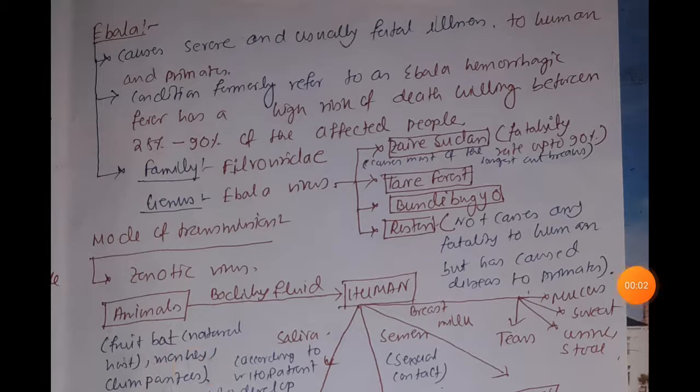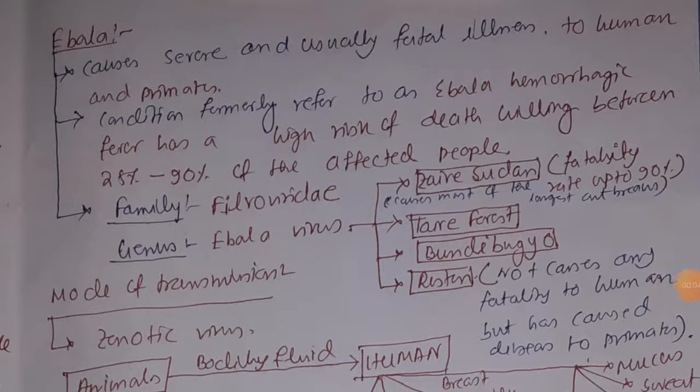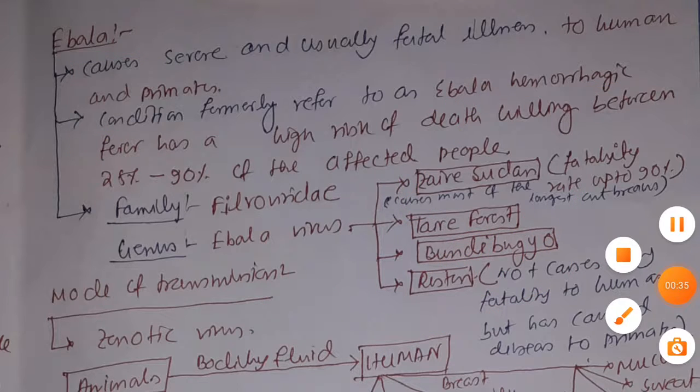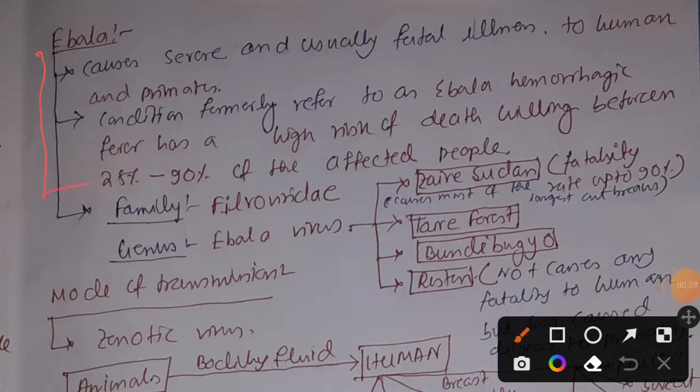Okay, so now let's discuss Ebola virus. Ebola is another virus that can cause fatal and severe illness in humans and primates. Ebola virus, a condition that was previously known as Ebola hemorrhagic fever, causes death of 25 to 90% of the people affected. Ebola virus is a virus of the family Filoviridae and genus Ebolavirus.